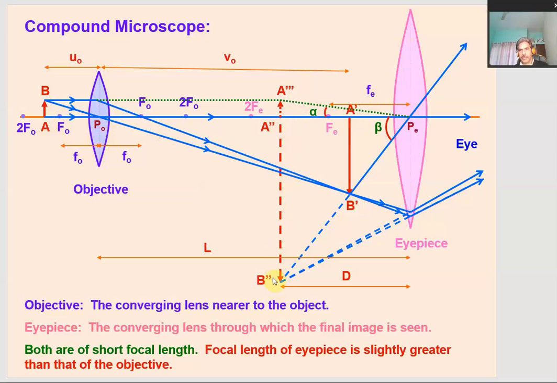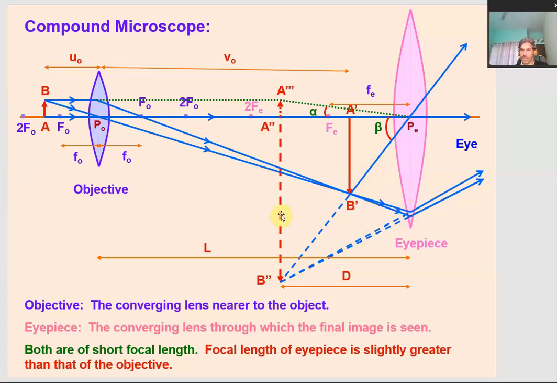Let me explain it once again. We are adjusting the distance of this object lens from the object AB, a small object, so that the object is slightly beyond the focal length f naught of the object lens, and the final image is formed beyond the center of curvature of the object lens and within the focus of this eye lens. The distance is so adjusted that the final image is formed at the least distance of distinct vision.